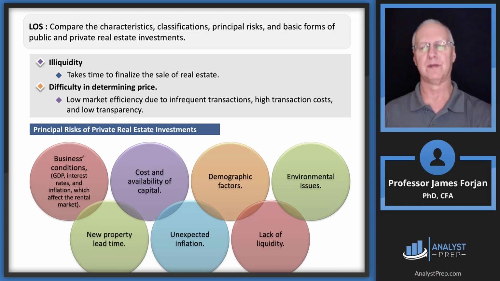Demographic factors, environmental issues, new property lead time, unexpected inflation. There's a good one. What the institute could do in the question stem is say something like, okay, here's some kind of a price index last year, and then here's what it is today. And so, you can go ahead and compute a rate of inflation. However, that's kind of like a historical rate of inflation, but it's super important to try to determine what that response is going to be to unanticipated or unexpected inflation.